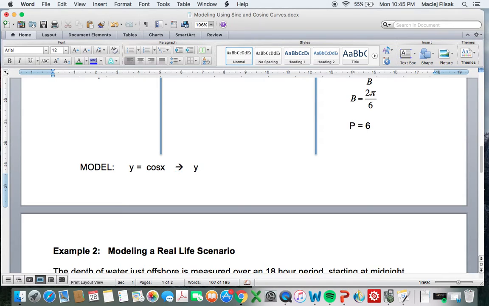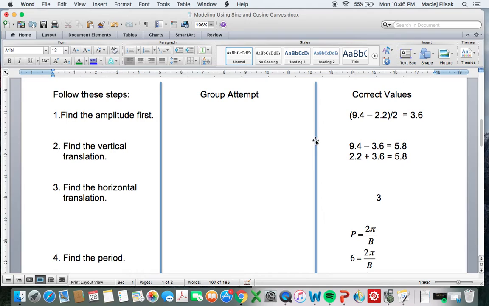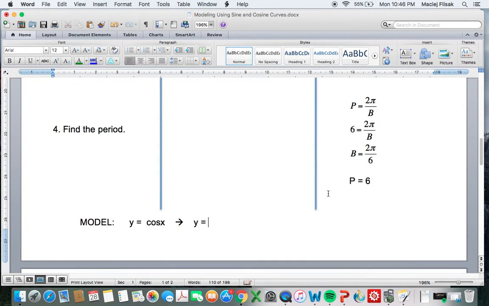First of all, we know the amplitude. Let's see what it was. The amplitude was 3.6. So that is the a value. It's always going to go in front. So 3.6 goes in front.